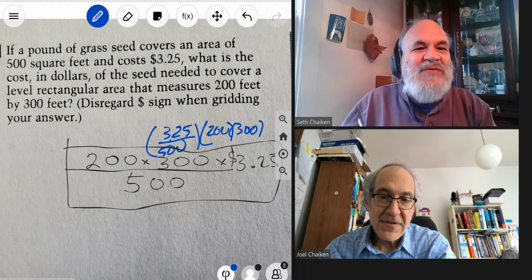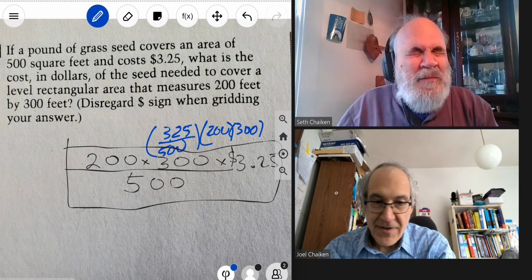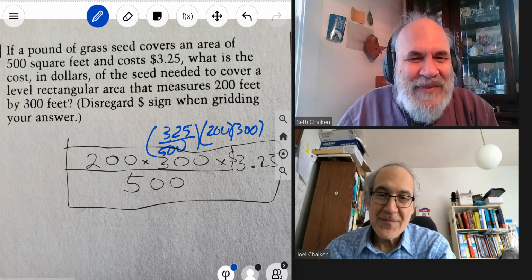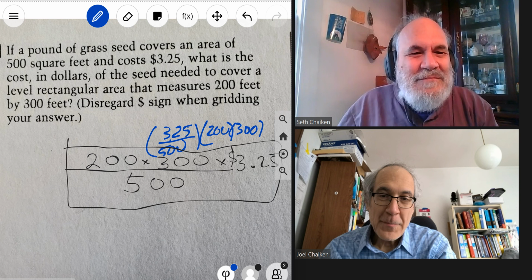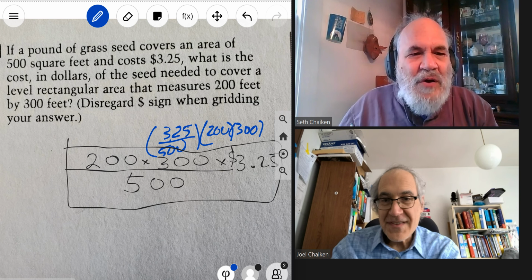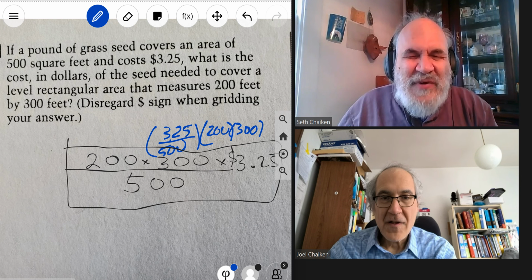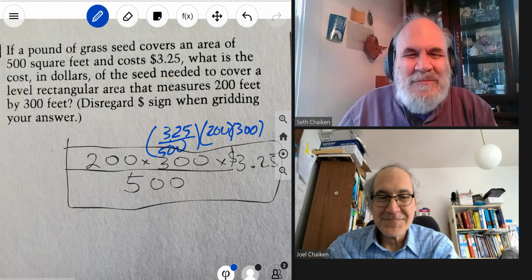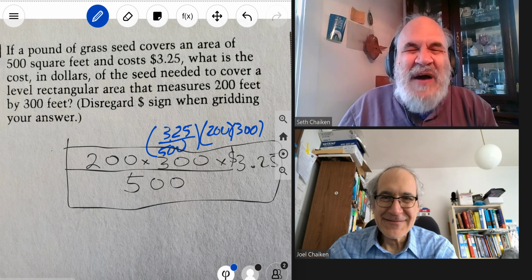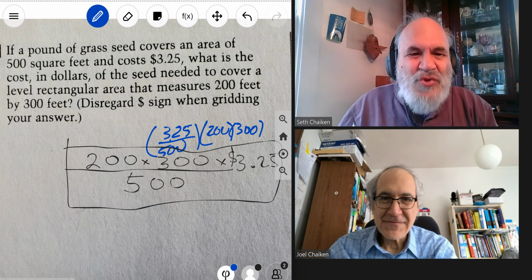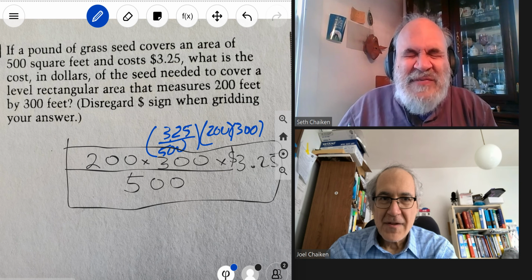Do you see my solution written in black? Absolutely, and my solution's in blue, except yours is neater. Yeah. So I think of it as a word problem from 5th grade. How many 500s go into 200 times 300 and then multiply that by $3.25?